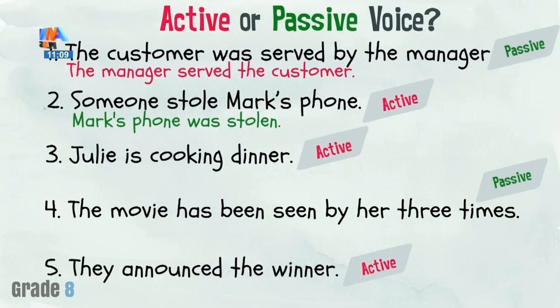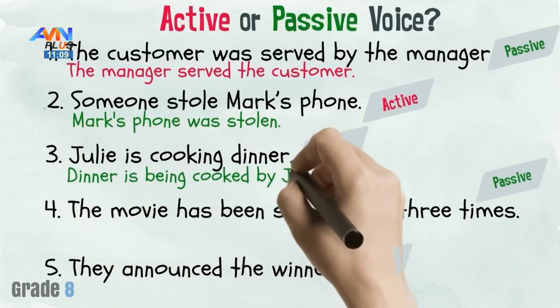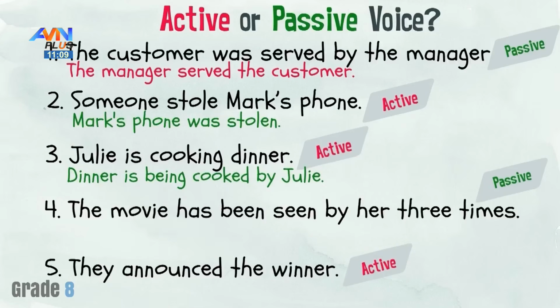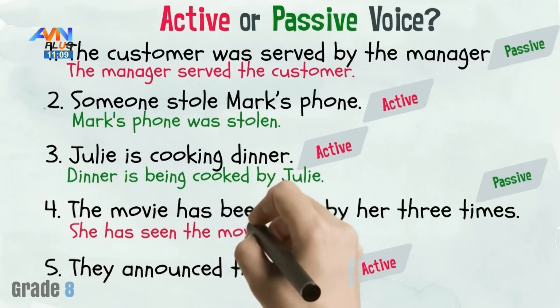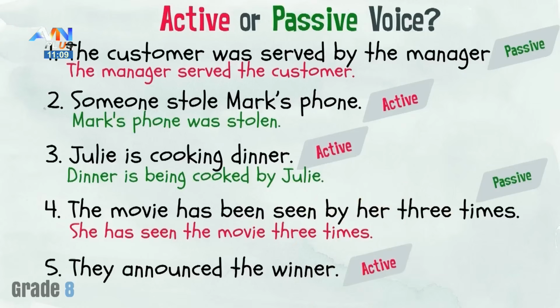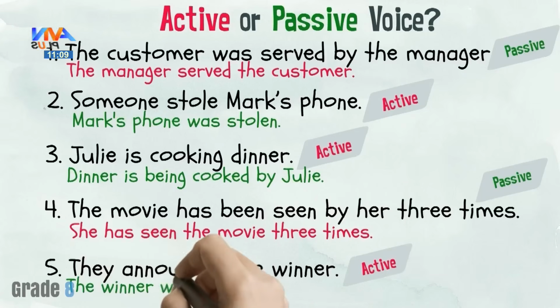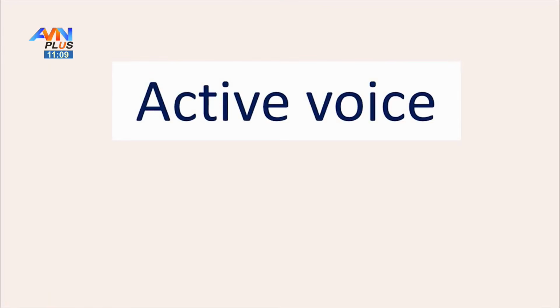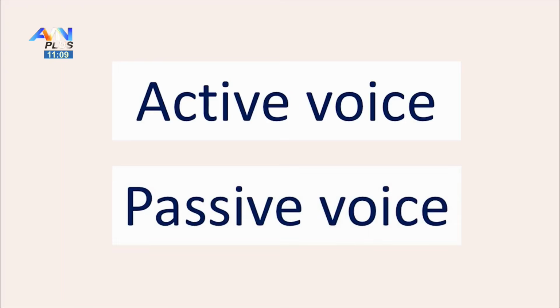The third: dinner is being cooked by Julie. The fourth: she has seen the movie 3 times. And the last one: the winner was announced. A sentence can be written in the active voice or passive voice. It's important to try and use both when writing.